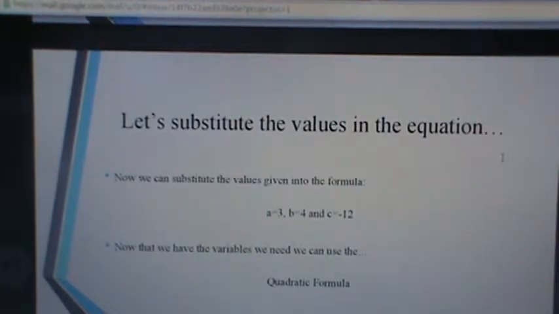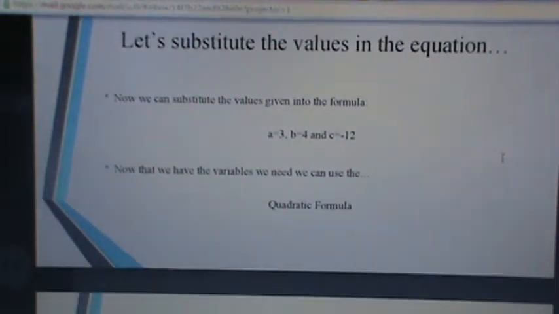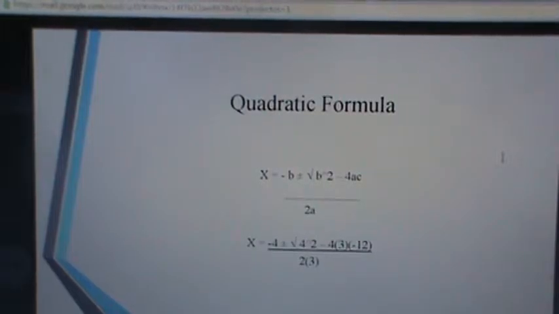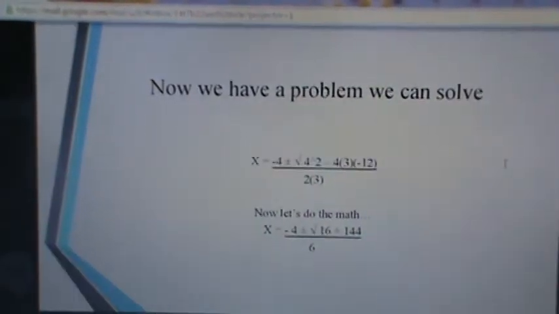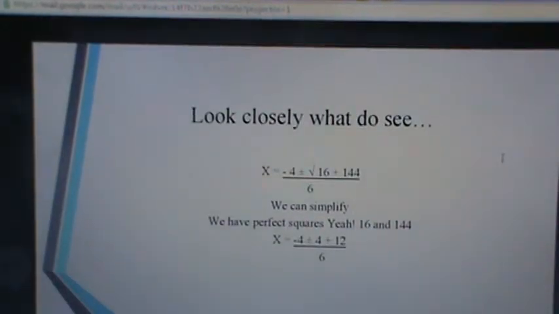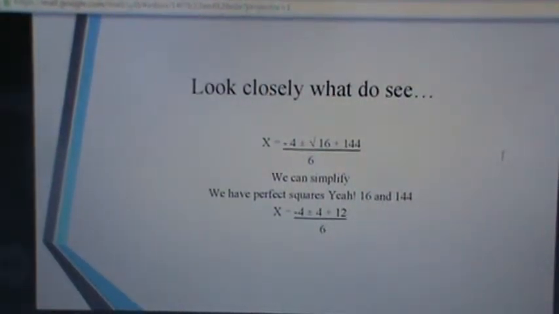Now that we have the variables, we can use the quadratic formula. Here's the quadratic formula, and here's the quadratic formula with the substituted values. Now we have a problem we can solve. Let's do the math. Look closely. What do you see? We can simplify.